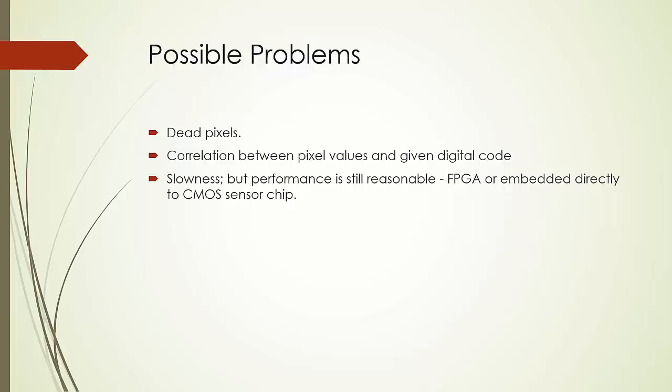I tried to implement it using my webcam, but I have to calculate the random number 30 times per frame, but the performance wasn't reasonable. So as an alternative, one proposition is to use FPGA or embed the algorithm directly into this image sensor chip.